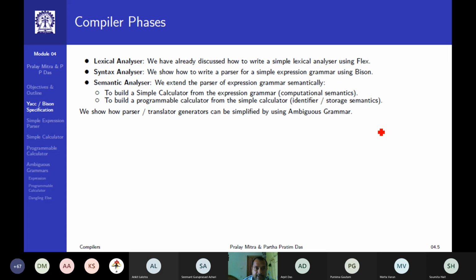If I look at the different phases of the compiler, we finished the discussion on the scanner or the lexical analyzer. Now we are in the process of doing syntax analysis, which is nothing but writing a parser for a simple expression grammar using Bison. In detail, we have discussed the parsing technique, and we mentioned that LR parsers are more powerful and Bison implements LALR(1).